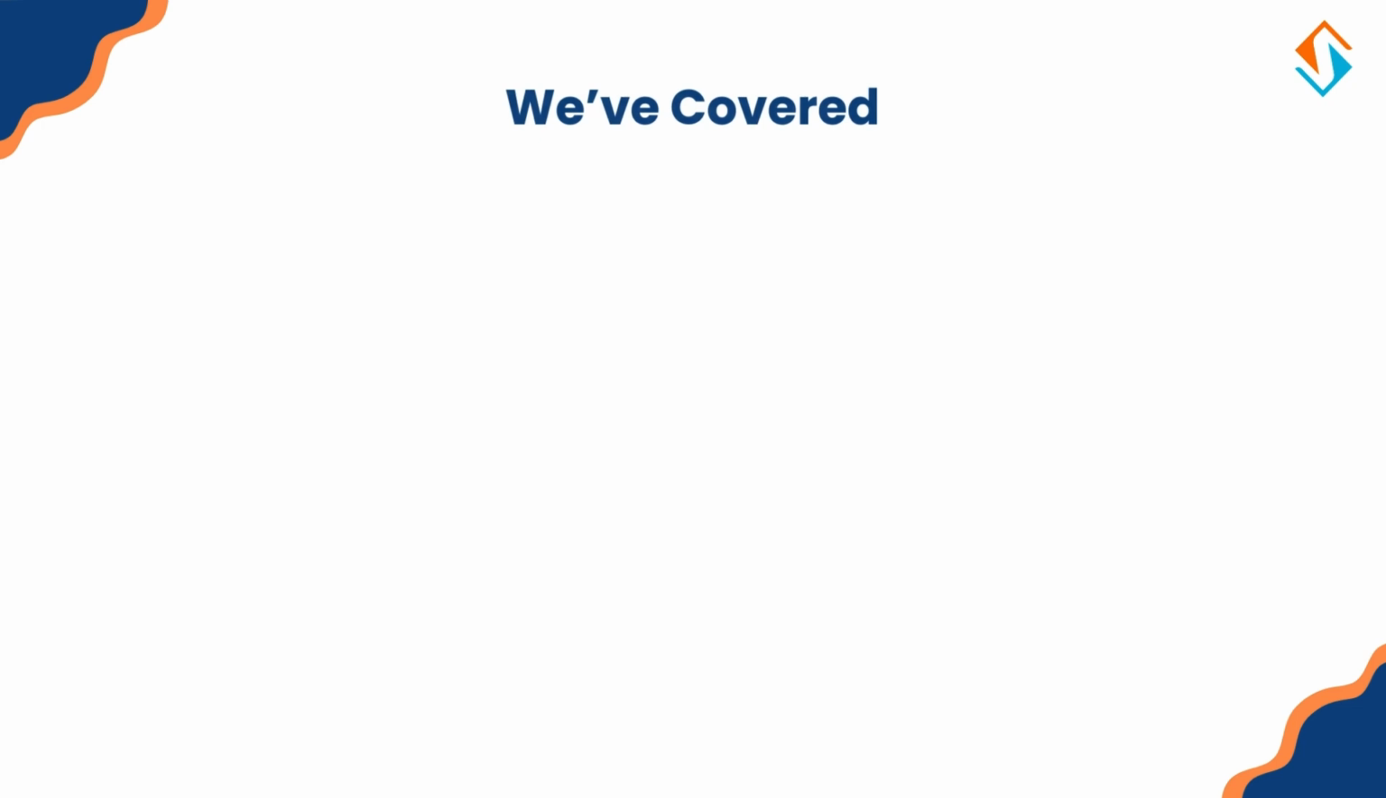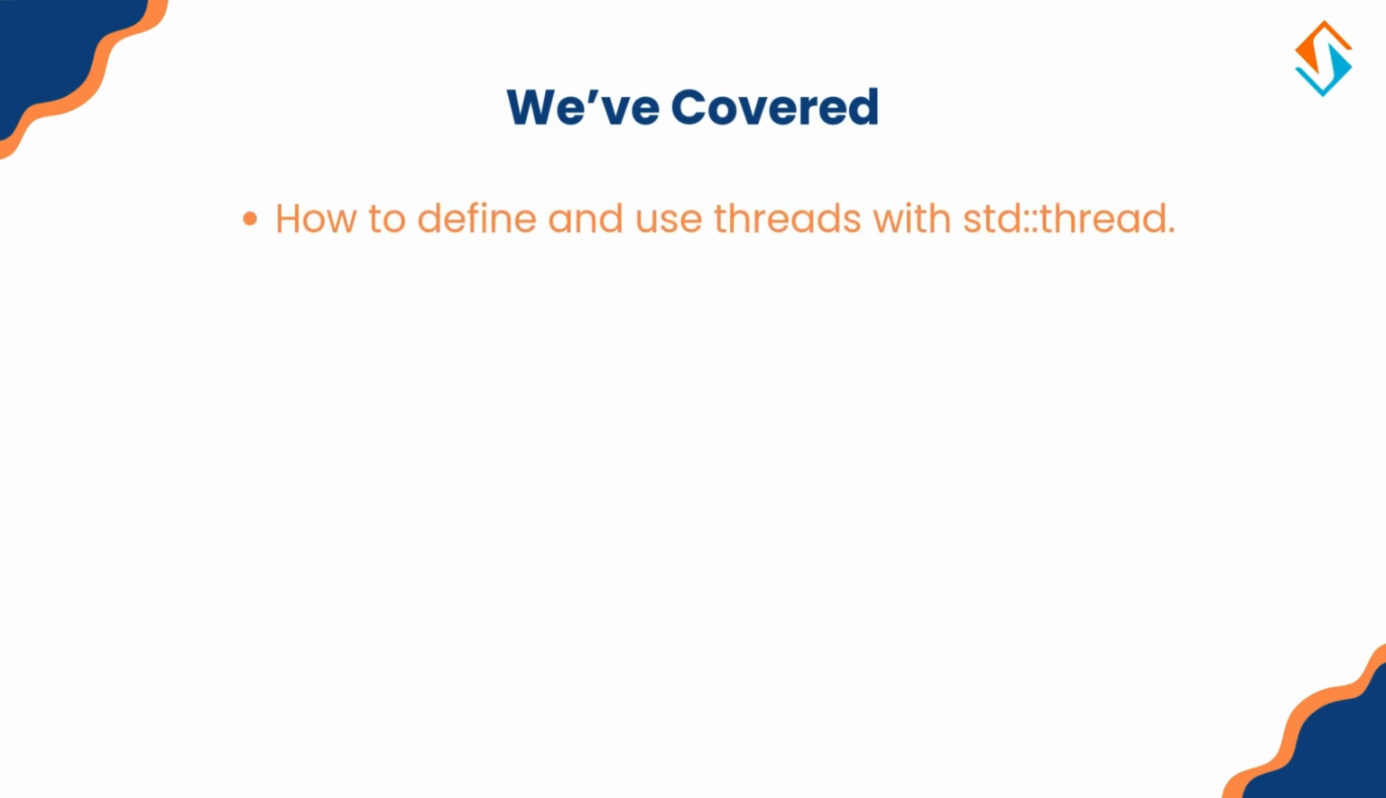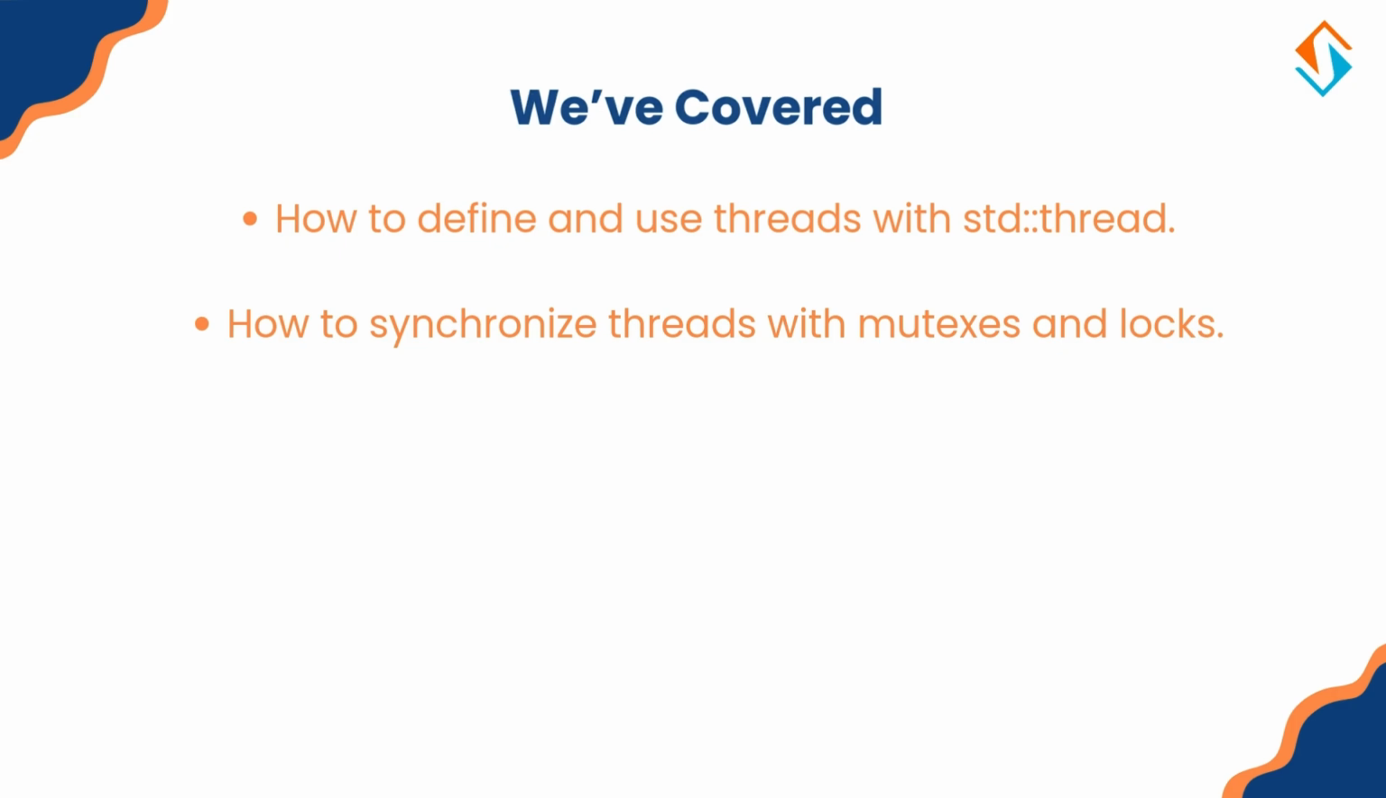And that's it. We've covered the basics of multithreading and concurrency in C++. Today we learned how to define and use threads with std::thread, and how to synchronize threads with mutexes and locks.